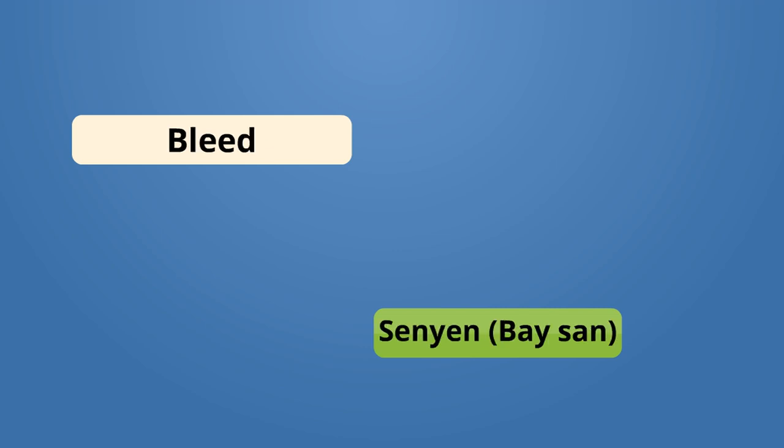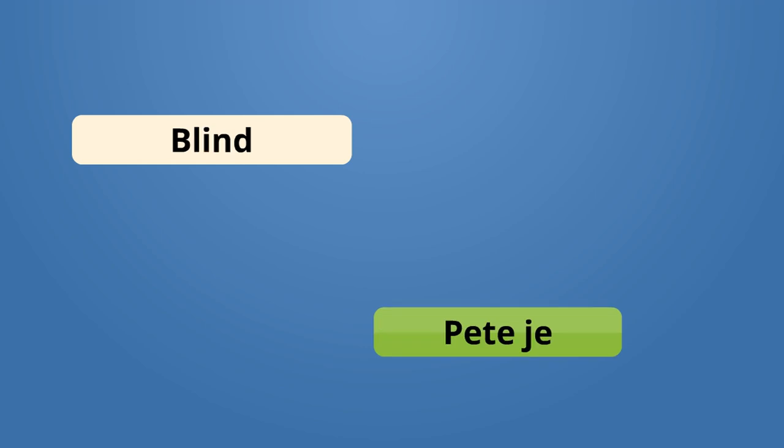Bleed, saye. Okay? To bleed, saye. He's bleeding. Okay? We can say la baisa or la saye. Blind, okay? To blind someone, pétéje. He blinded the woman. Li pétéje fia.